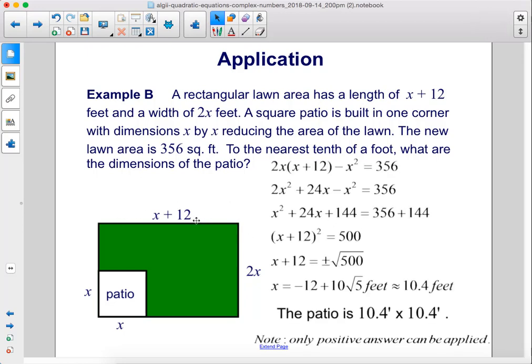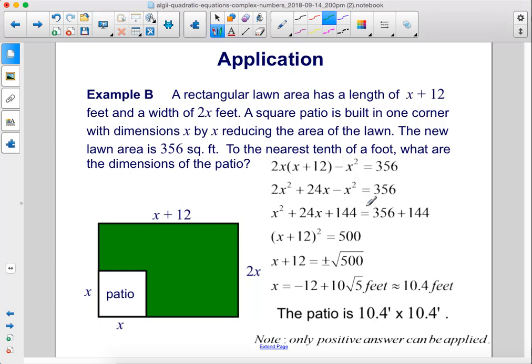Alright, so what we need to do is figure out the area of the full rectangle and then subtract the area of the patio. So the area of the rectangle will be 2x times (x plus 12). Then we just subtract x squared because the area of the patio is x times x, and we set that equal to 356. We know that the area of the green shaded area is 356, so now we can solve for x to figure out the dimensions of the patio.